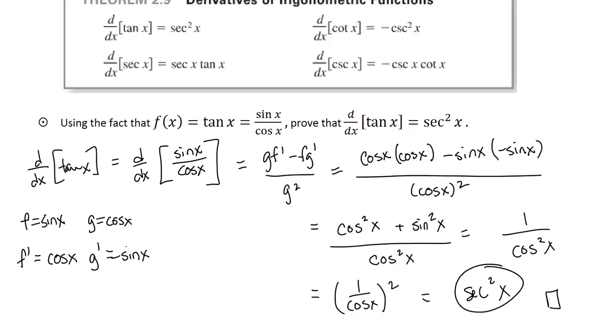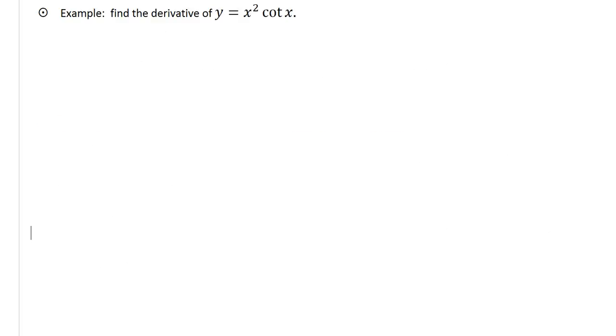And you can do this very similarly with the cotangent of x. In fact, I would encourage you to try and prove that the derivative with respect to x of cotangent of x is negative cosecant squared of x. You're going to use a very similar approach. And of course, we can use these formulas just as they are in any of our rules.